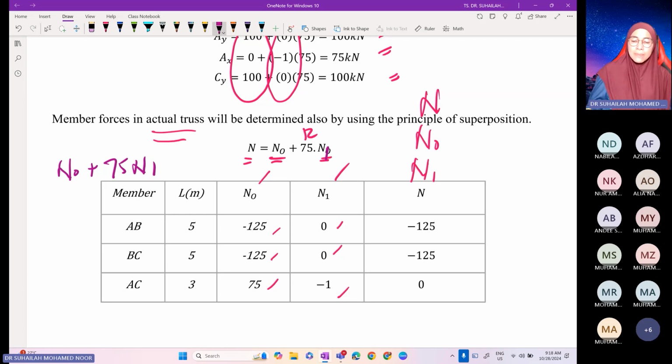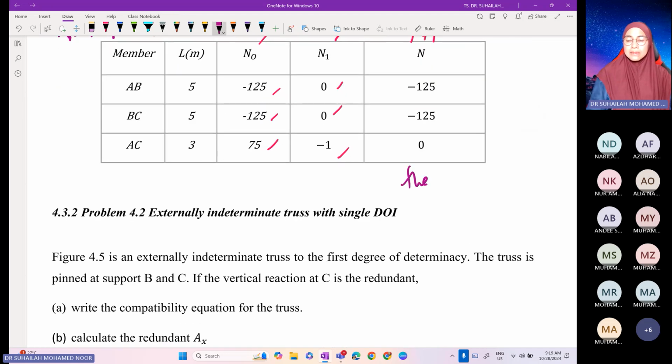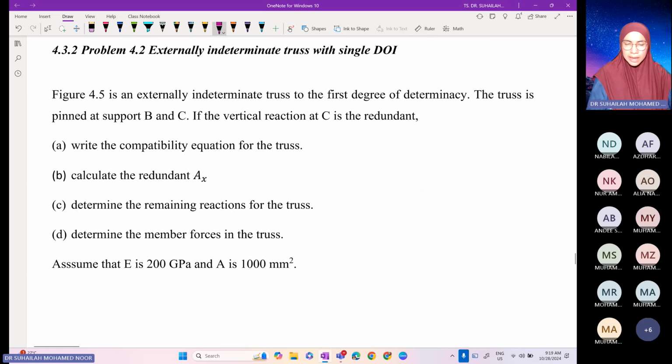Okay, so kita akan dapat n. This n is for actual system. Member forces in the question. This is the n. Okay, member forces. Okay, so kita tengok another example.